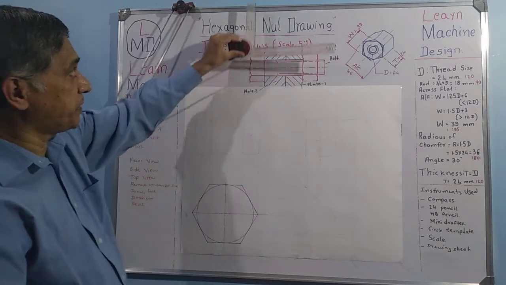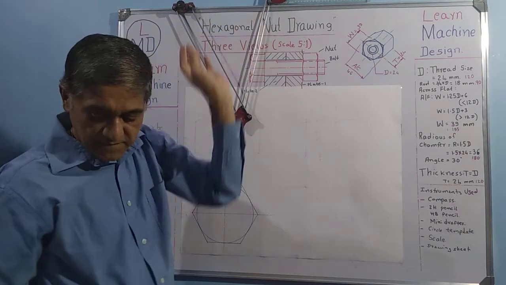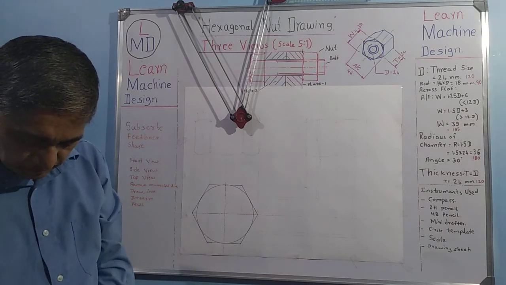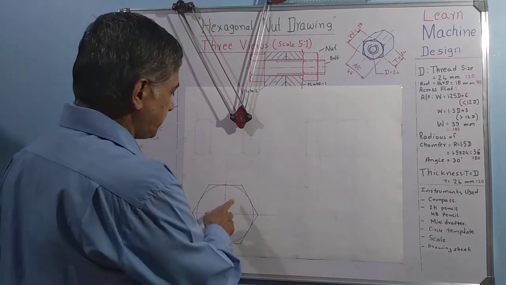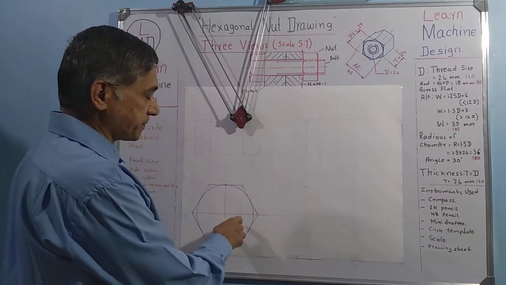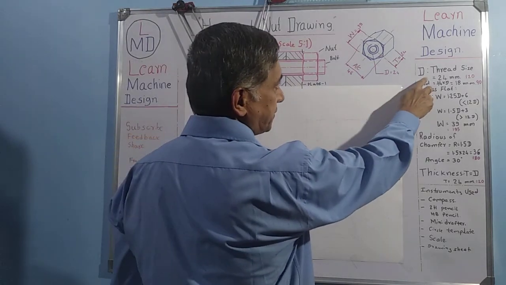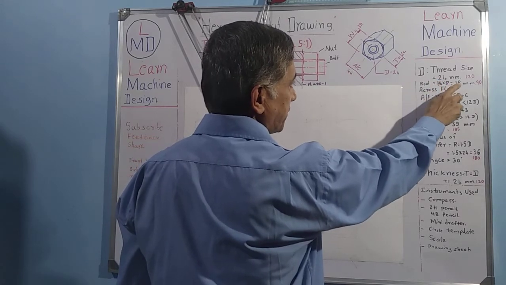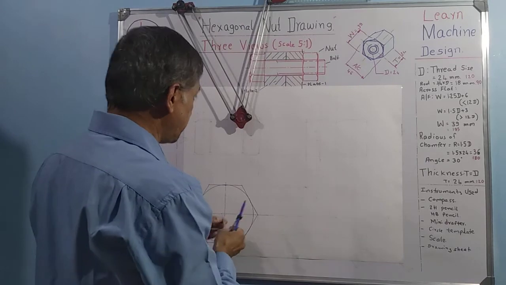One more important thing we have to draw is the nut bore diameter. The nut bore diameter, that is the nominal diameter of the nut, is here 24 mm. In my case it is 120 mm, and I will draw it at 120 mm.